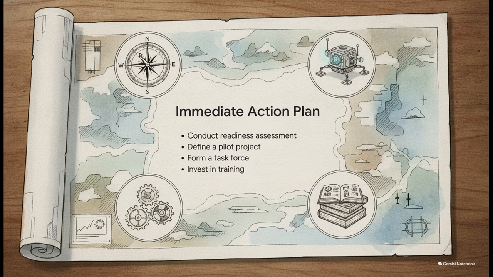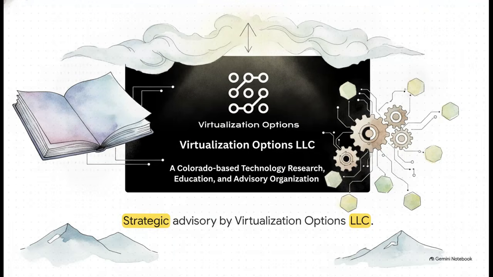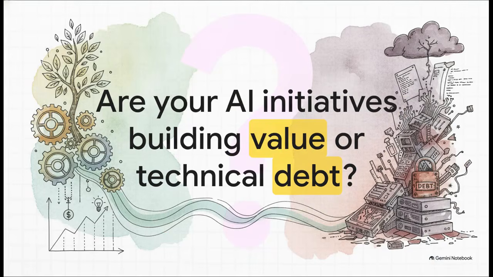By the way, I should point out that this strategic roadmap we've been walking through is drawn directly from the research and advisory work of Virtualization Options LLC. They've specifically designed this to help non-technical leaders successfully navigate the AI landscape without getting bogged down in all the tech jargon. Which leaves us with one final critical thought.